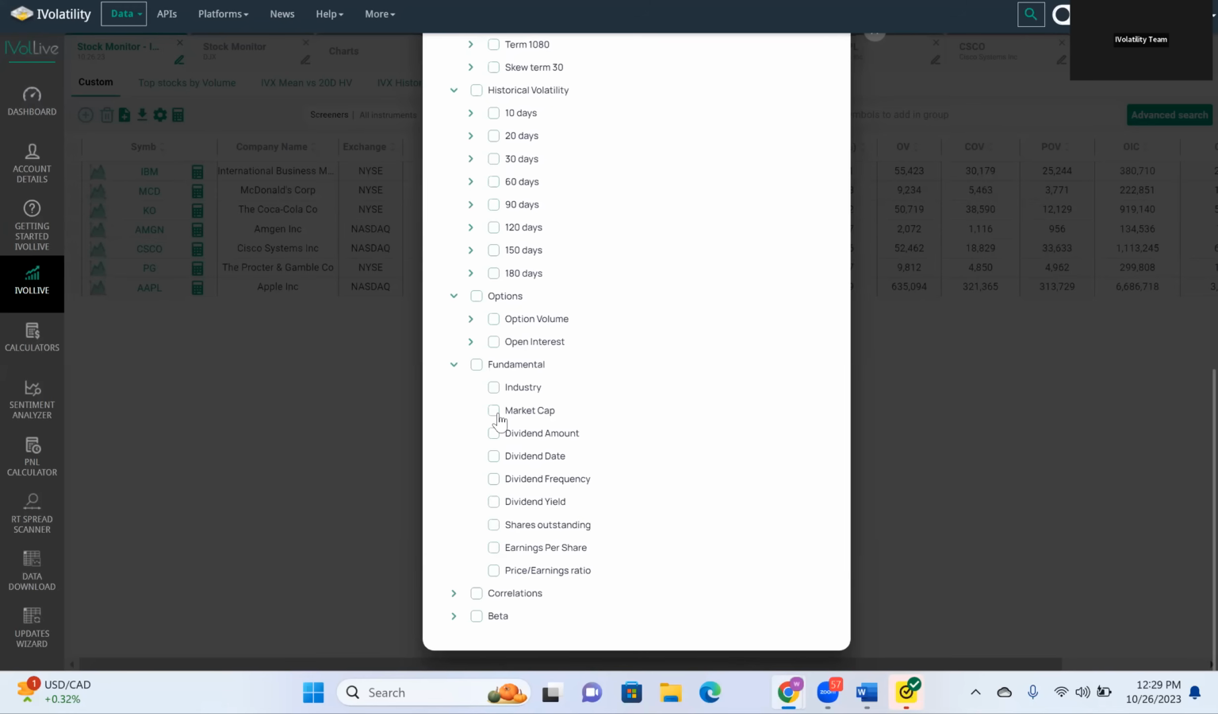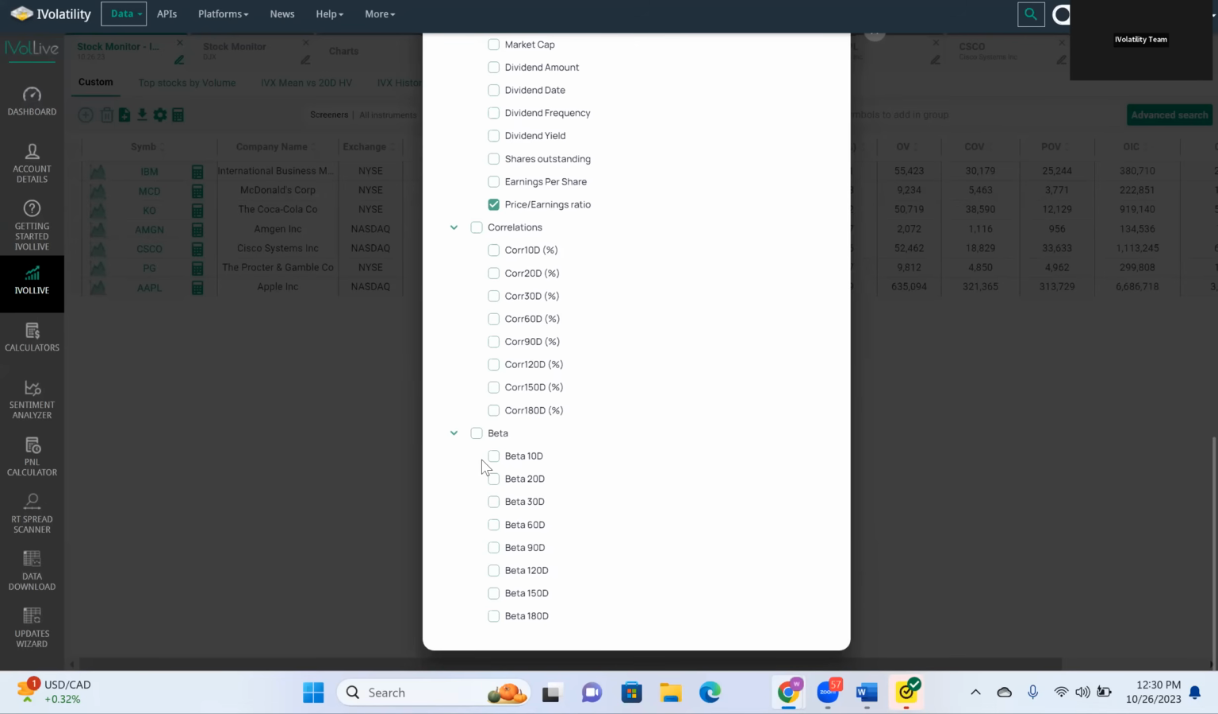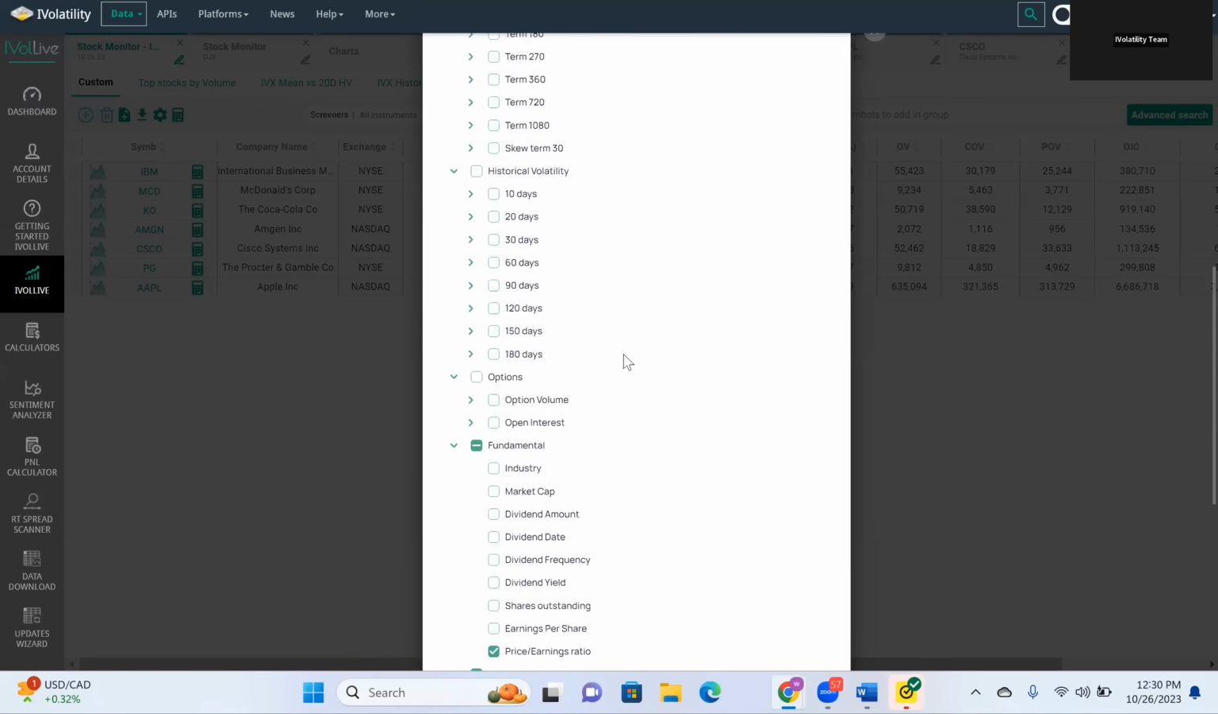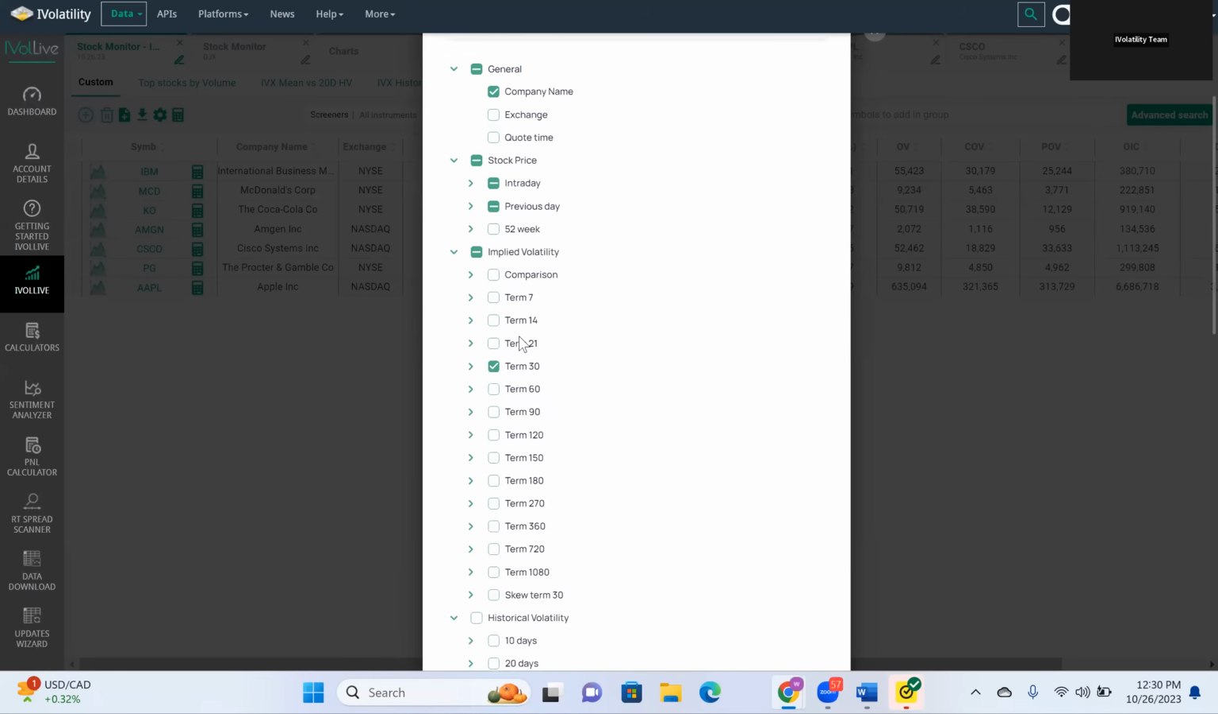Fundamentals. We can do industry, market cap, dividend amount, dividend date, dividend frequency, yield, shares outstanding, earnings per share, let's do the price to earnings ratio. Let's see if we can find any cheap names. And then correlations. If you like to trade various correlations, this is where you would pick and analyze how correlated the individual names here are to the market. And then beta: how do they move relative to the market, in terms of their underlying volatility? So we could say beta for the next 30 days, correlation for the next 30 days, so now we have apples to apples, the same term across the board.